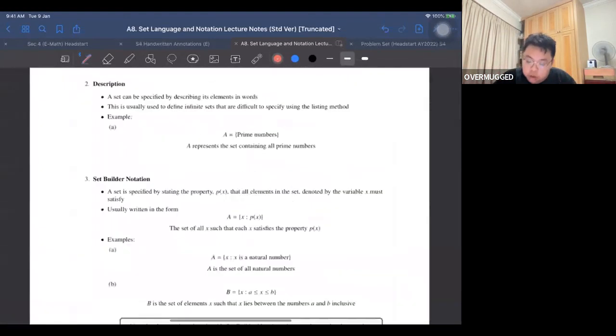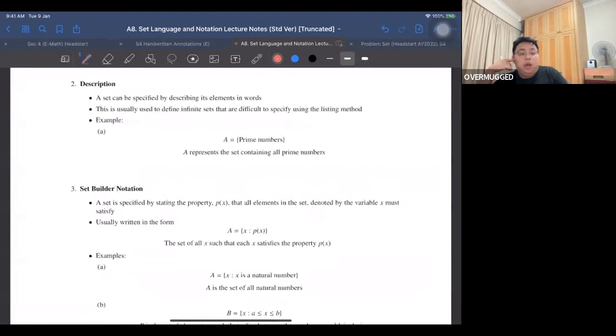Next is a description. So description is a little bit more rare, where they just say A equals prime numbers. So this means what? The set A contains prime numbers. This is the most obvious one where you will understand what it means. So this one, nothing too much to say.